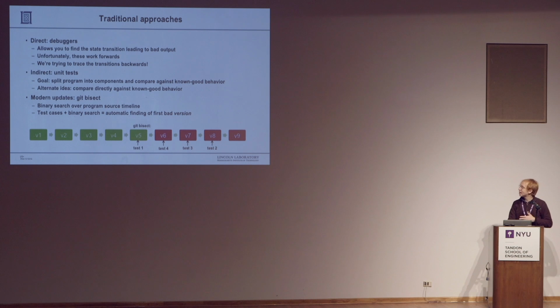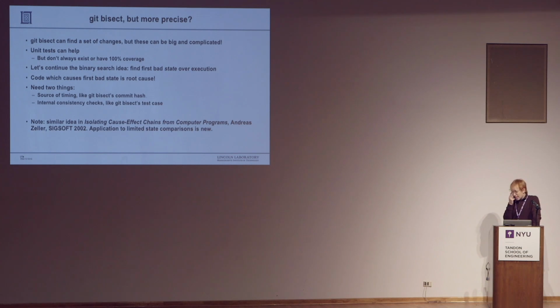So I want to extend that binary search idea and see if we can use it to find a location in the cause-effect chain where the first error occurred. Git bisect isn't perfect. It can find a set of changes, but they can be big and complicated, and we don't have unit tests on Panda, and that's our fault for not being quite smart enough. So we're going to continue the binary search idea and find the first bad state over execution, and hopefully that first bad state is going to be the root cause in a sense.